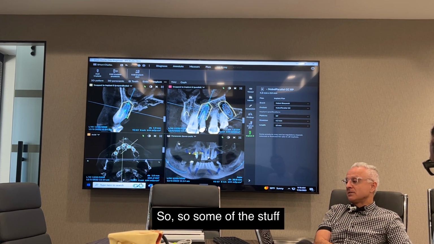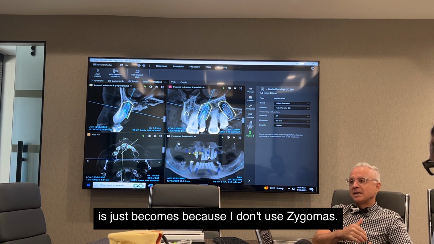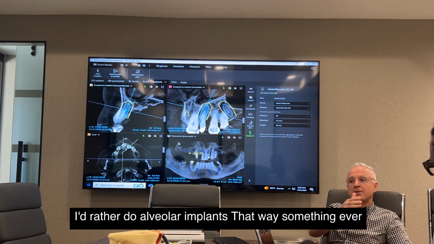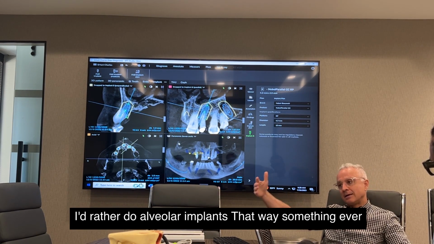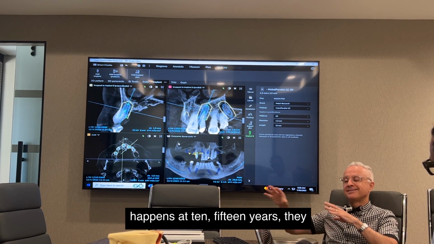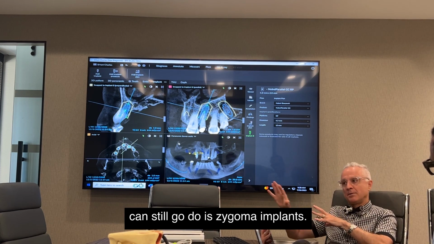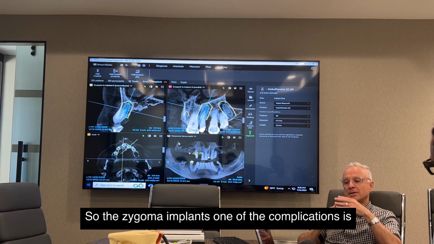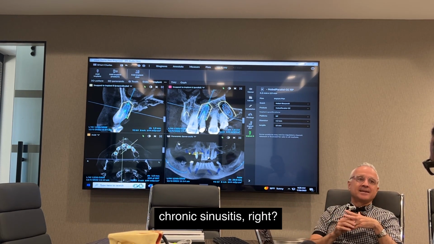Some of this stuff becomes relevant because I don't do zygomas, I'd rather do alveolar implants. That way, if something ever happens at 10 to 15 years, they can still go do zygoma implants. With zygoma implants, one of the complications is chronic sinusitis, right?